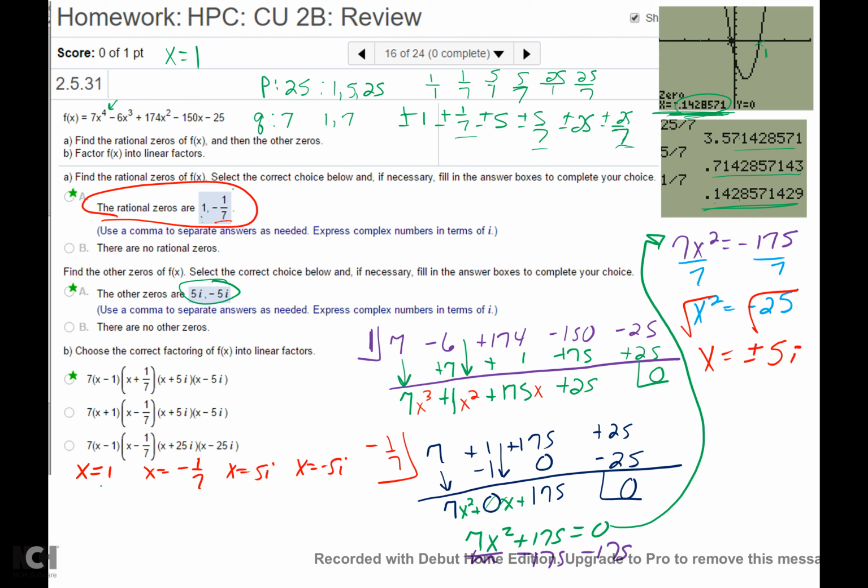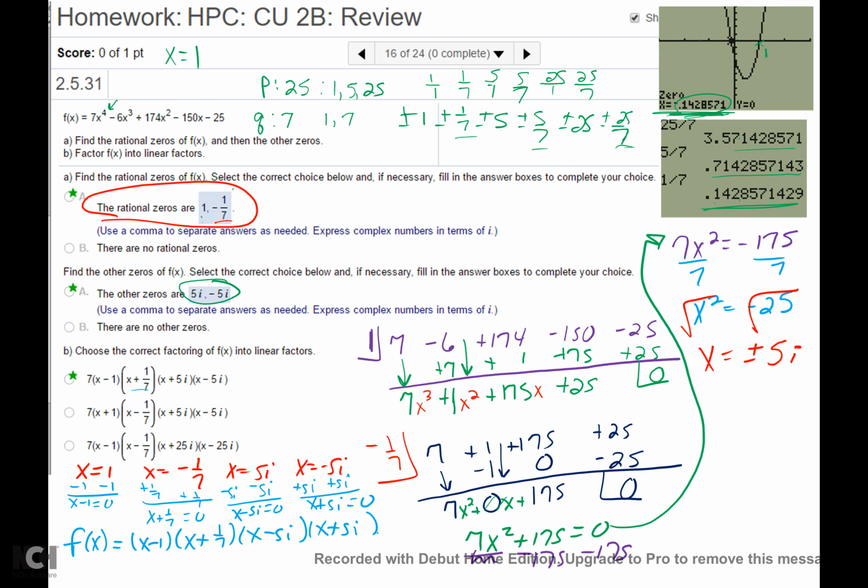So I would minus 1, x minus 1 equals 0. And I've seen them do this. Apparently they're leaving the fractions alone. They'd add 1/7, x plus 1/7 equals 0. Minus 5i, x minus 5i. Add 5i, x plus 5i equals 0. So my function would be x minus 1 times x plus 1/7 times x minus 5i times x plus 5i. And again, in no particular order.